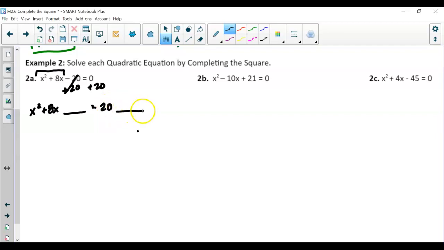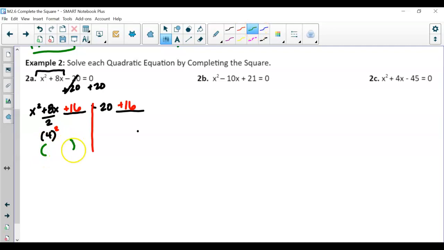And again, whatever we do to one side, we're going to do to the other side. And now here we go. We need to half our b term, which is 4, and square it. 4 squared is 16. Now again, this is an equation, so what we do to one side, we must do to the other side. So we're going to add 16 to both sides to complete the square.